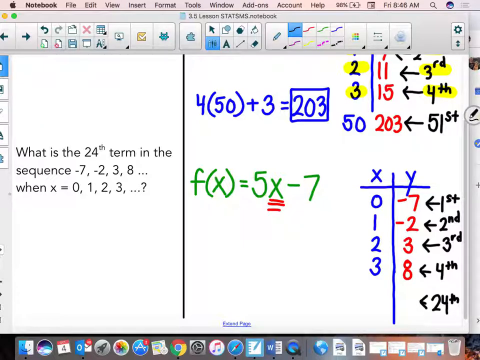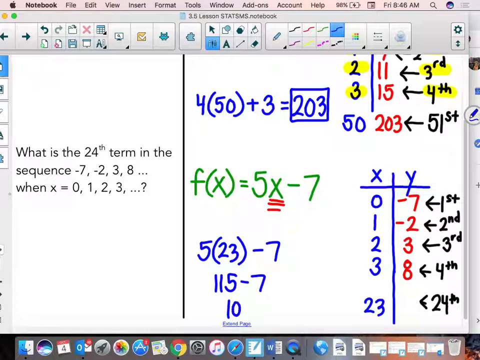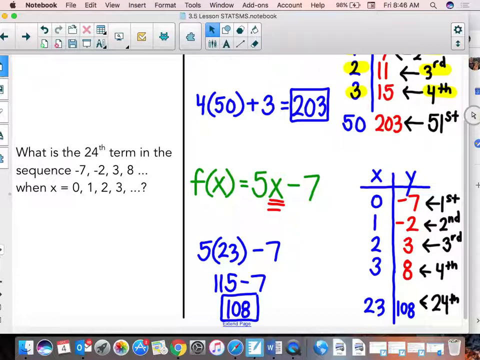So if I want to find on this one the 24th term, I am going to need to plug in 23 to my equation. So 5 times 23 minus 7. 5 times 23 is 115. Subtract 7, and we get 108. So 108 would be our 24th term.